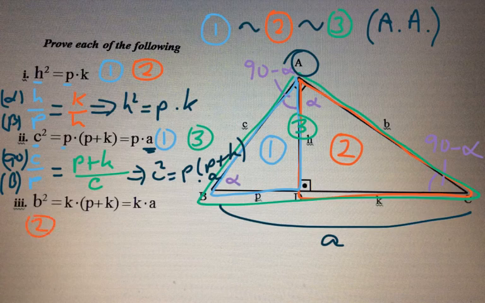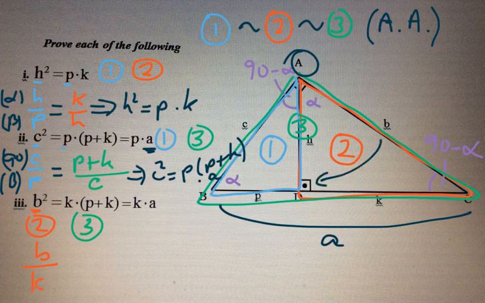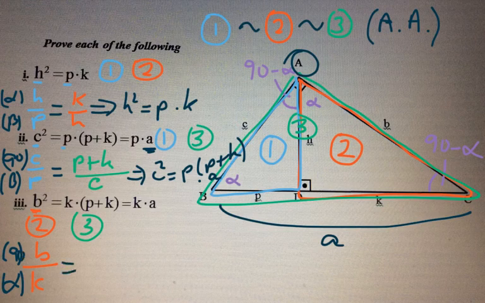Now the last ratio that we're going to show involves triangles 2 and 3. Let's pick some information in the red triangle. Can we see B? Yep, B. And we see also K. So B over K. Now let's look at the opposite angles. B is opposite to the 90 degree angle. K is opposite to alpha. So let's write that in. Alpha, that should be 90. Equals. Now in the green triangle, the side opposite the 90 degree angle was P plus K.